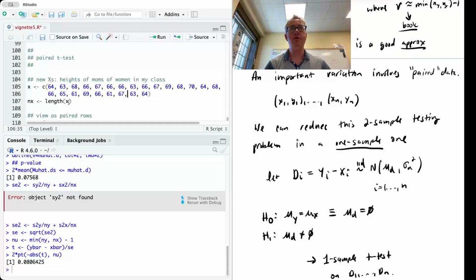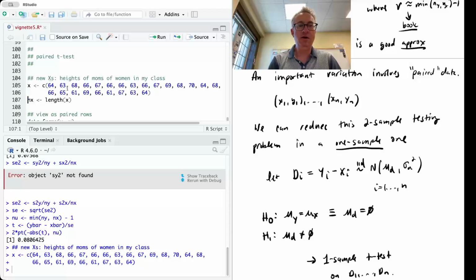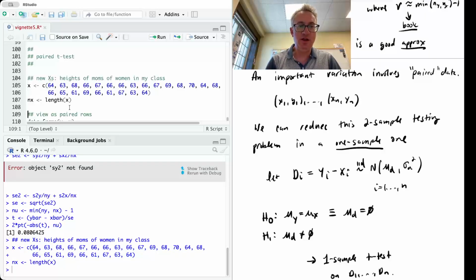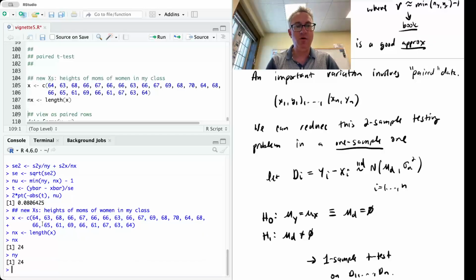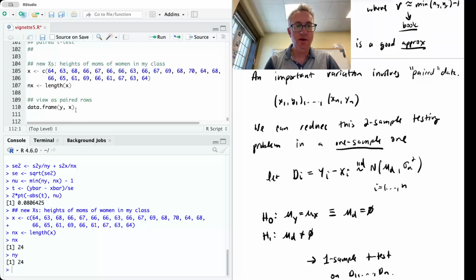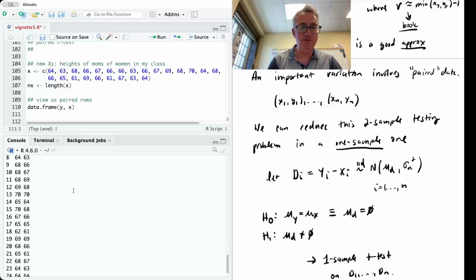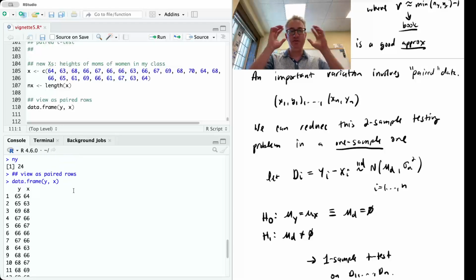Okay, so let's do that in R. Here are the heights of the moms, and we should have the same number of those as we had of the original y values. I always like to look at those as a data frame with two different columns. It's not important for actually doing the calculations, but this lets me see the pairs in the rows. So this is a daughter and a mother. The daughter is taller than the mother. Daughter and mother again, the daughter is taller. Daughter and mother again, and here are two that are the same height.